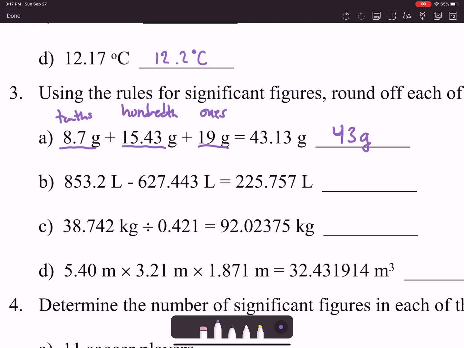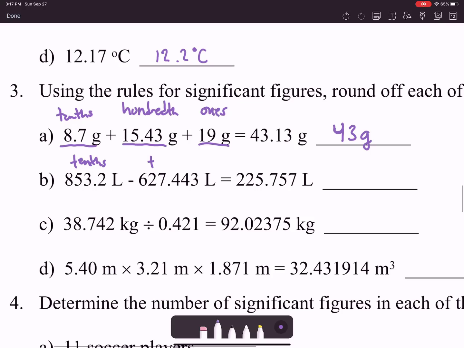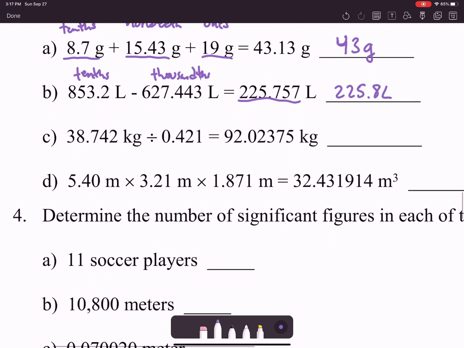The same rule applies to subtraction. And we have this to the tenths place. And the second one is to the thousandths. Which one is less precise? Well, the tenths place. So we got to round our answer to the tenths place as well. 22.58 liters.